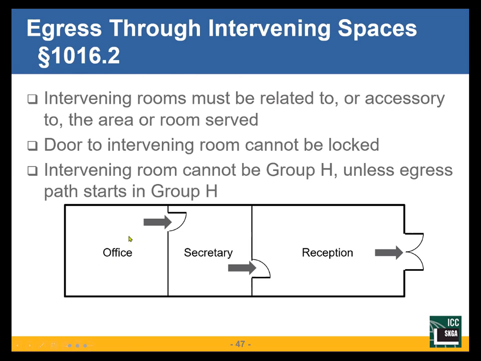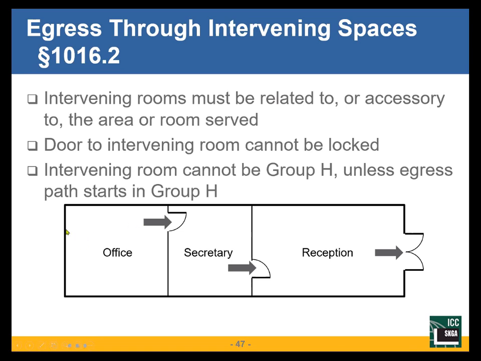I start here, this is H3, and then this is H3. That's okay because the hazard is the same. But if I've got an office and an H3, I can't go through the H3. The H3 is the higher hazard than this. Even if this room is considered accessory, there's no occupancy separation. It's accessory. I still have to have another exit here.